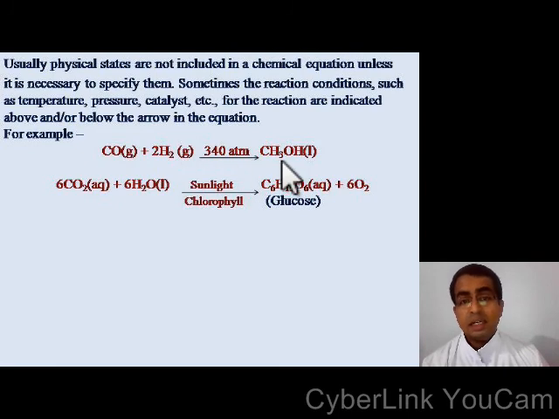Let us see this particular equation. Carbon monoxide reacts with hydrogen gas at 340 atmospheric pressure and you will get CH3OH, methanol. Again another equation. Carbon dioxide reacts with water in the presence of sunlight and chlorophyll and gives glucose.